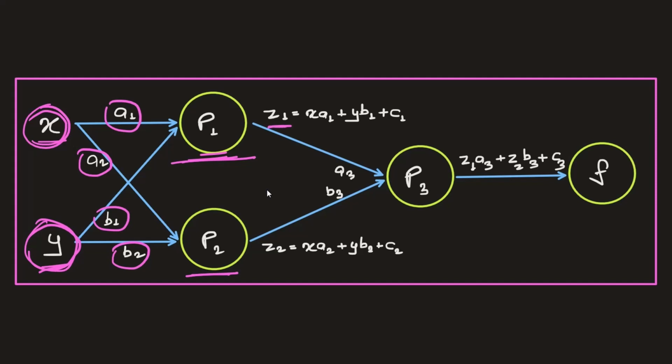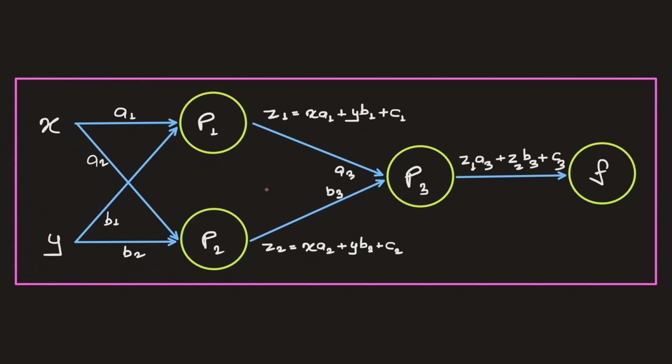So the equation in the first perceptron will look something like this. We will call it z1, and it will be x multiplied by a1, which is this feature and this weight, plus y multiplied by b1, which is this feature and this weight, plus c1, which is a bias term. Again, the equation on the second perceptron, we are calling it z2, and it looks like this: x a2, which is this feature and this weight, plus y b2, which is this feature and this weight, plus c2, which is the bias term in the second perceptron.